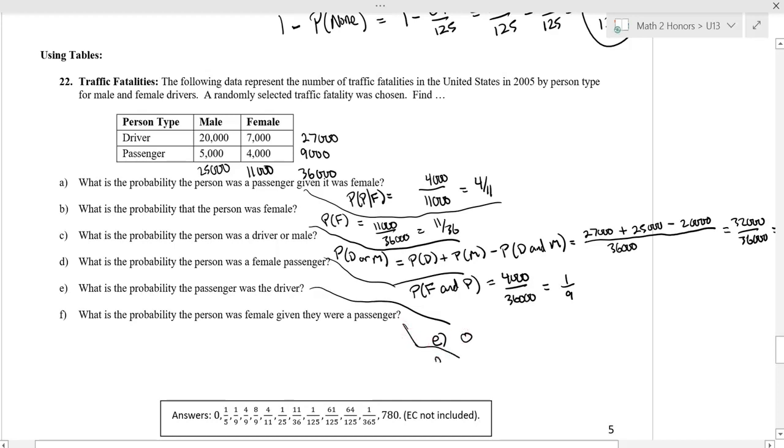And last one, F, probability that the person was female given they were a passenger. Sorry, here. This is F, probability female given passenger. So how many passengers are there? There are 9,000 passengers. Out of those 9,000, how many are female? We got 4,000, so 4 out of 9.